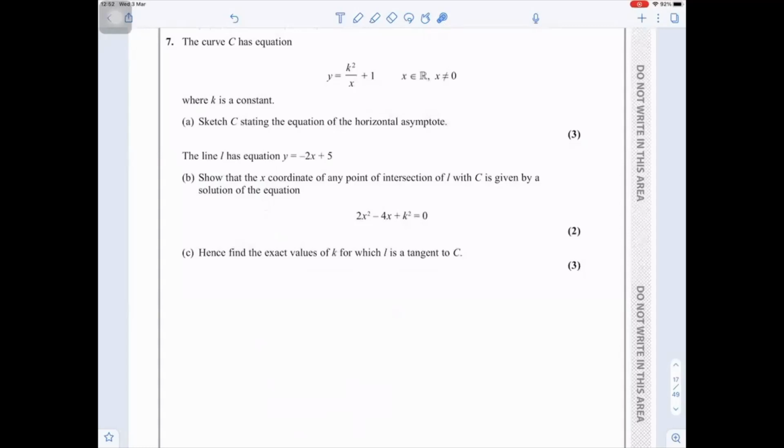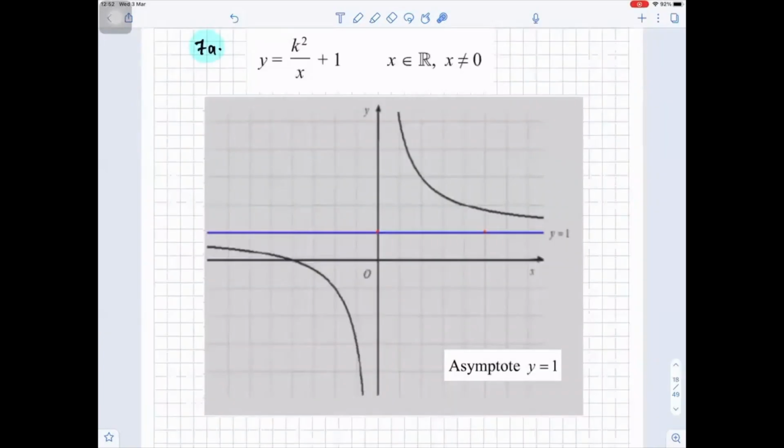Question number 7. The curve C has equation y equals k squared over x plus 1. Sketch C stating the equation of the horizontal asymptote. So this is the curve. We can just choose k to be any number if you want to try it on your calculator. You can say k to be 2, so 2 squared will be 4. So you can put in your graphics calculator y equals 4 over x plus 1, and you will get this general shape.